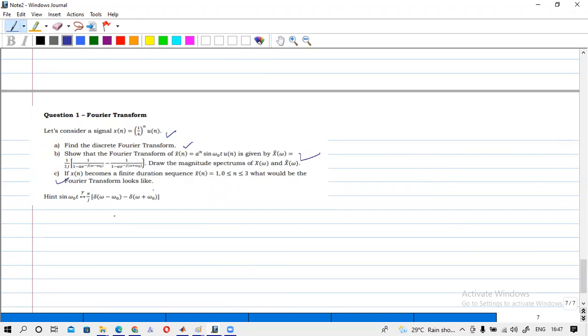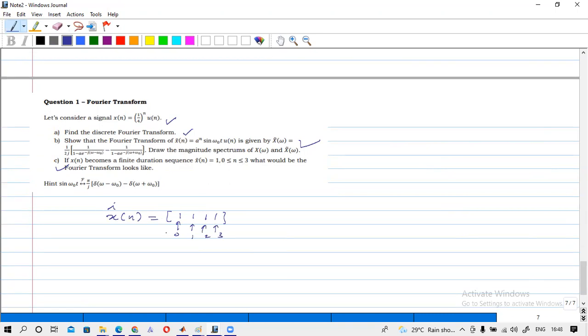Here we are given x of n, another sequence, so it will be 1 from 0 to n. So it will be 1 1 1 1, where this will be index 0, this will be 1, this will be 2, this will be 3. So this is our sequence. It is a finite sequence, so very easily you can find the X of omega.